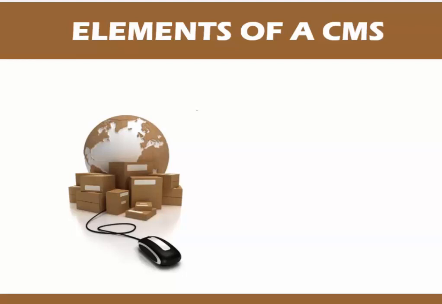It's used to what? Create, organize, and present content in the form of a website. And what are the elements of a content management system? Every content management system has 2 elements: a CMA, that is content management application, and a CDA, content delivery application.